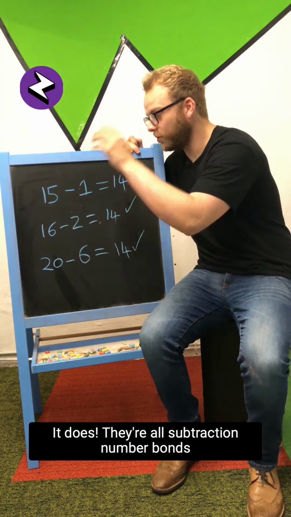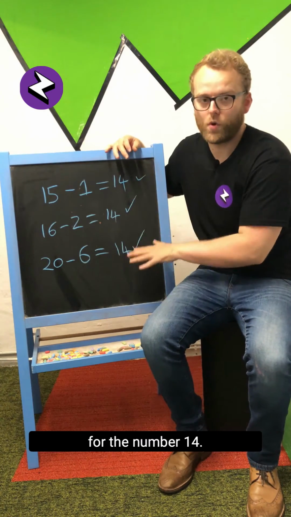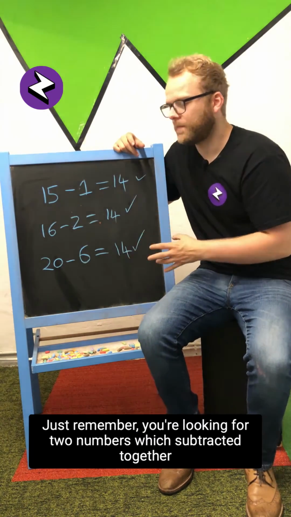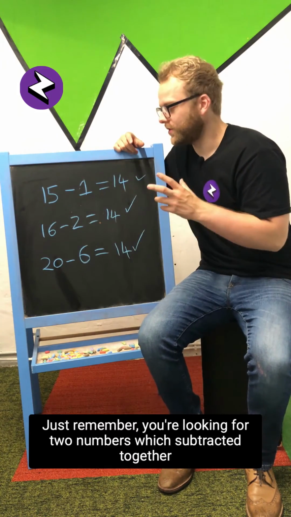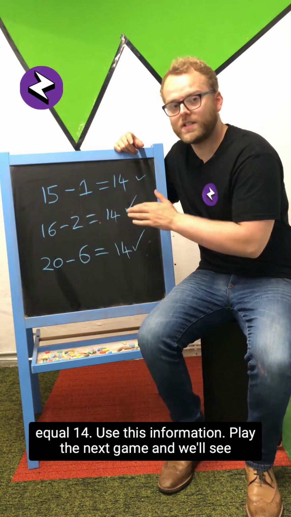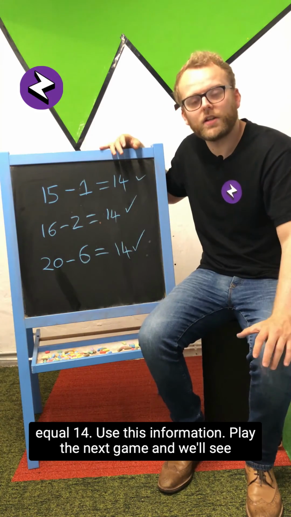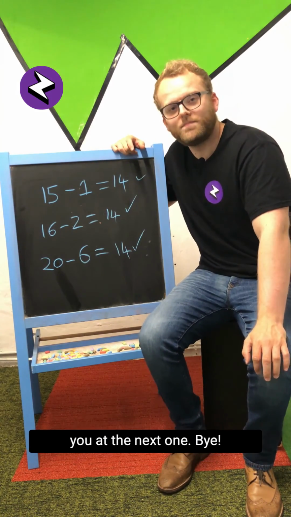So they're all subtraction number bonds for the number 14, okay? Just remember, you're looking for two numbers which subtracted together equal 14. So use this information, play the next game, and we'll see you in the next one.